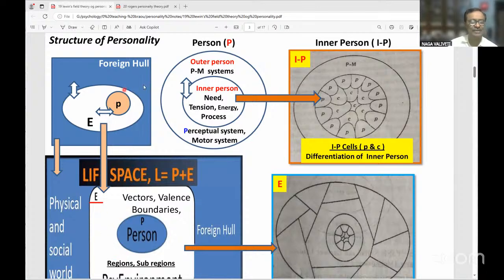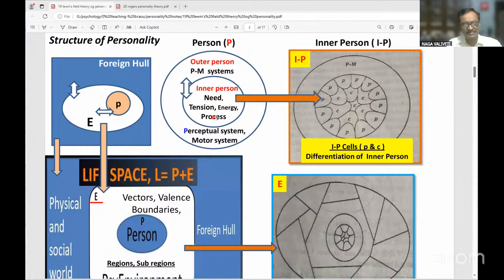Okay. First, coming to the person. Person is there. Around that there is environment. Psychological. Don't think that is the psychological environment. This whole is the physical environment. This is the psychological environment. Certain actions are taking place there, positive and negative. So person, I told you there are two differentiations. Again, coming to how the person is differentiated, outer person and inner person.